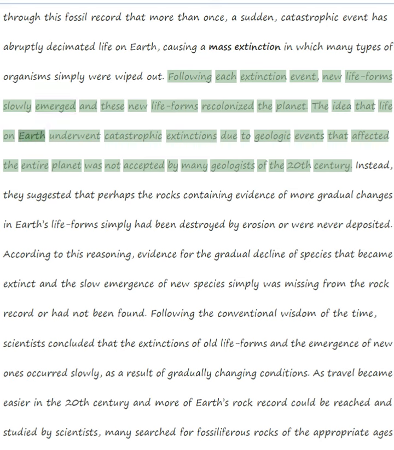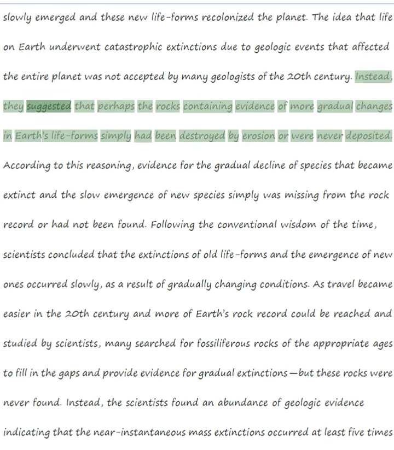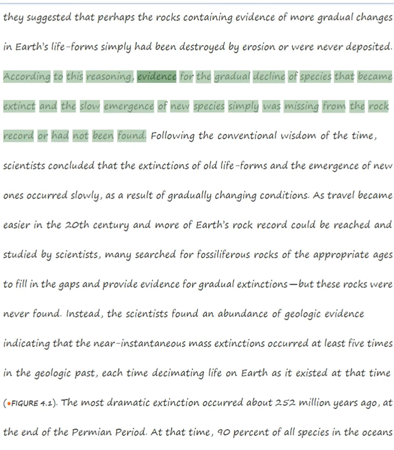The idea that life on Earth underwent catastrophic extinctions due to geologic events that affected the entire planet was not accepted by many geologists of the 20th century. Instead, they suggested that perhaps the rocks containing evidence of more gradual changes in Earth's lifeforms simply had been destroyed by erosion or were never deposited. According to this reasoning, evidence for the gradual decline of species that became extinct and the slow emergence of new species simply was missing from the rock record or had not been found.